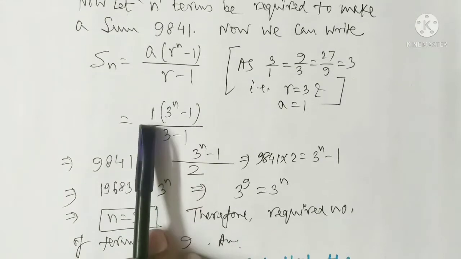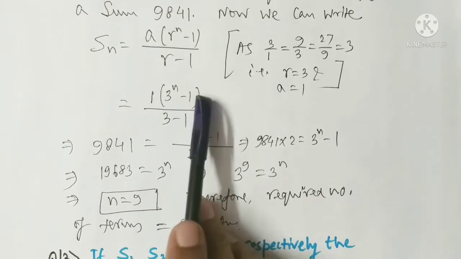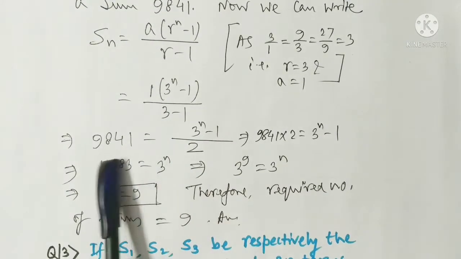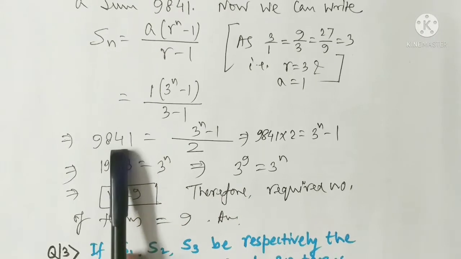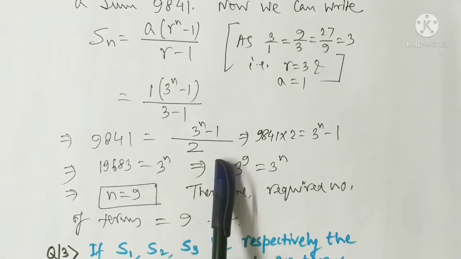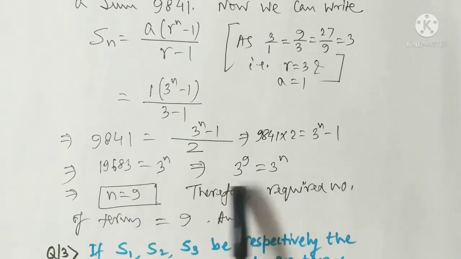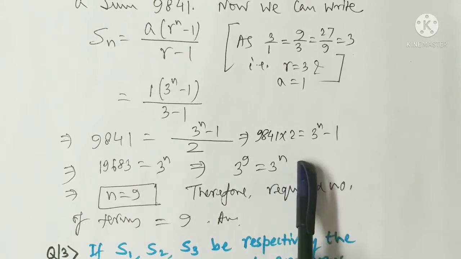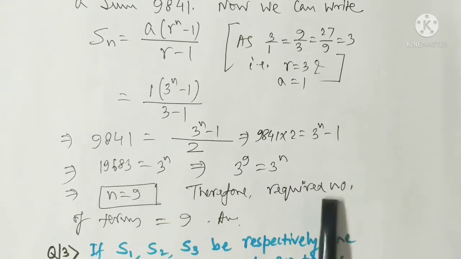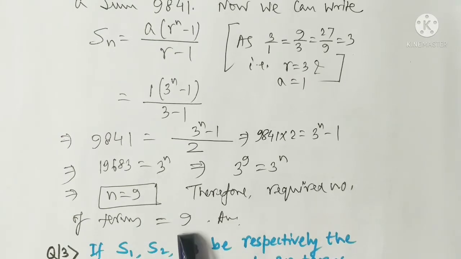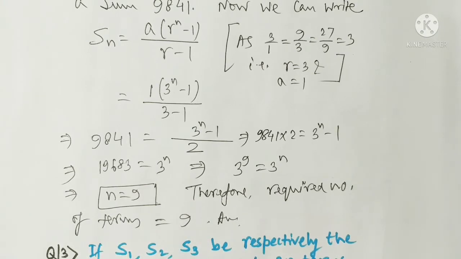Here put A equals 1, r equals 3, so the sum is (3 to the power n minus 1) by (3 minus 1). By putting 9841 equals (3 to the power n minus 1) by 2, by calculation we get 3 to the power n equals 3 to the power 9, that is n equals 9. Therefore the required number of terms is 9 to make a sum of 9841 of the GP 1, 3, 9, 27, and so on. Now we present the third problem.